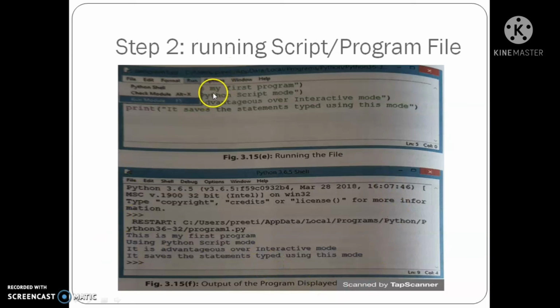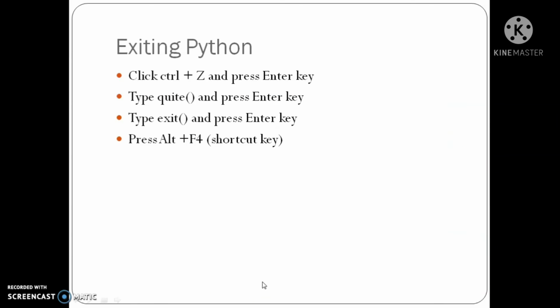Here we give, this is my first program using Python script mode. It has advantages over interactive mode. It saves the statements typed using this mode. This is printed out here, whereas in the interactive mode the output gets cleared. Clear?